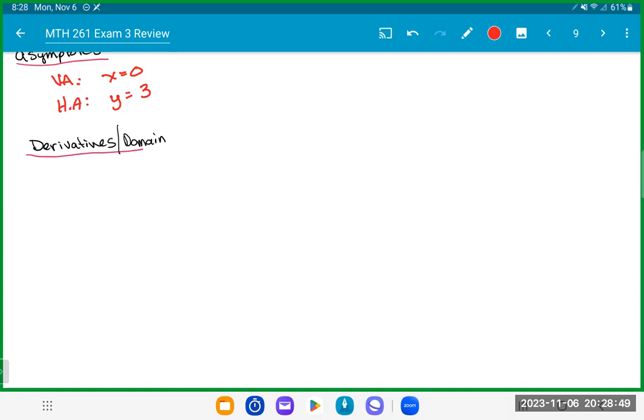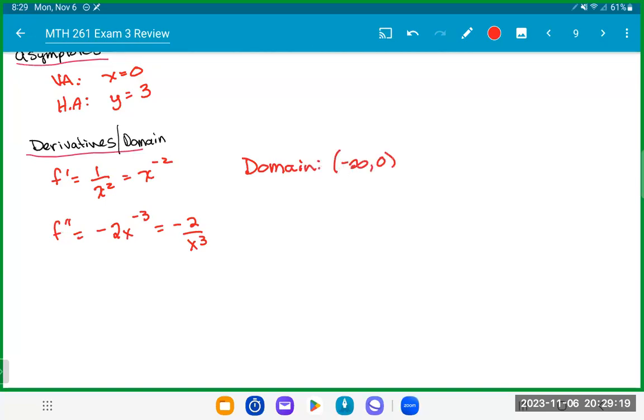So moving on to our derivatives and our domain. Our first derivative then is going to be 1 over x squared, which is x to the negative 2. Then our second derivative would be negative 2x to the negative 3, which is negative 2 over x cubed. Okay, so the domain then would be negative infinity to 0 and 0 to infinity, because remember, we have that vertical asymptote at 0.